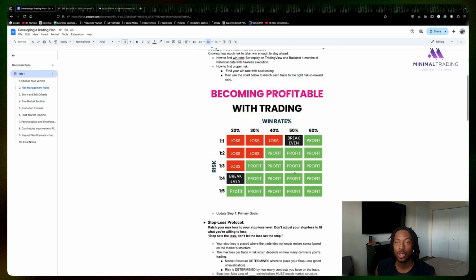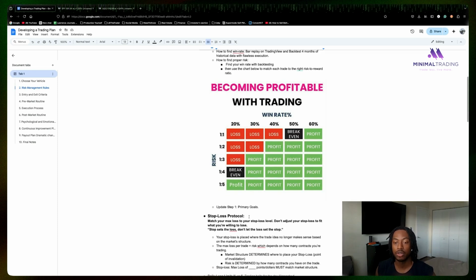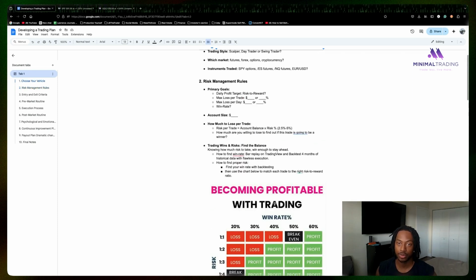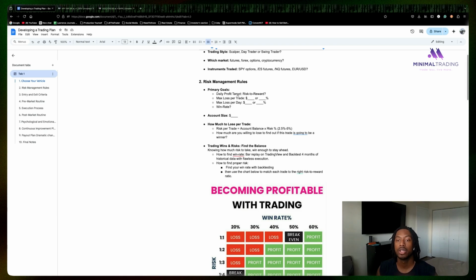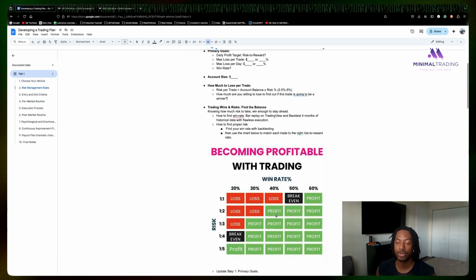Okay. Now, once you figure out your win rate through backtesting, and then you figure out your proper risk through looking at this chart, and feel free to screenshot it, you need to update your primary goals. Okay, so if we go back to primary goals, your daily profit target, what's your risk to reward ratio? Okay, so that'll be your daily profit target. So if you have a 40% win rate, you should at least go for 2 to 1s.